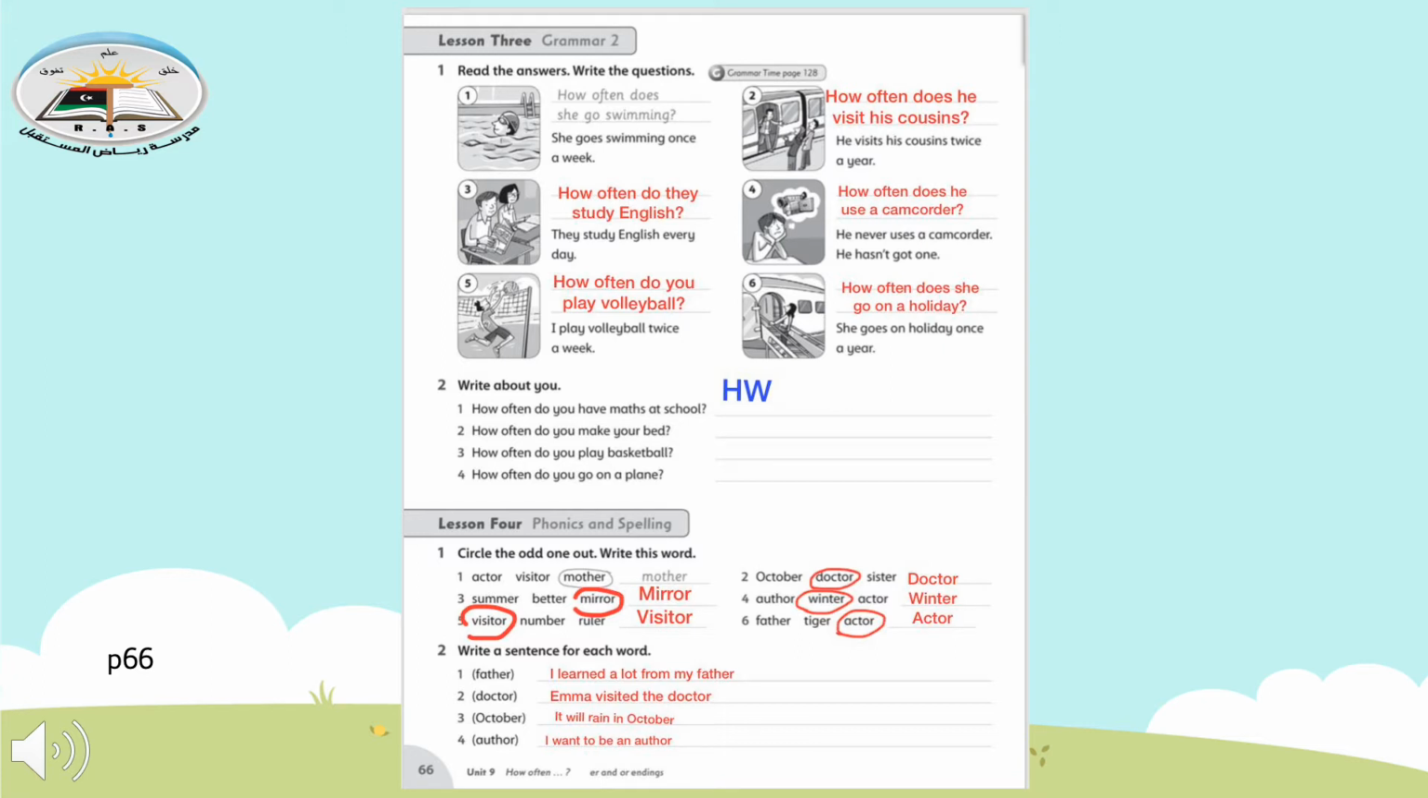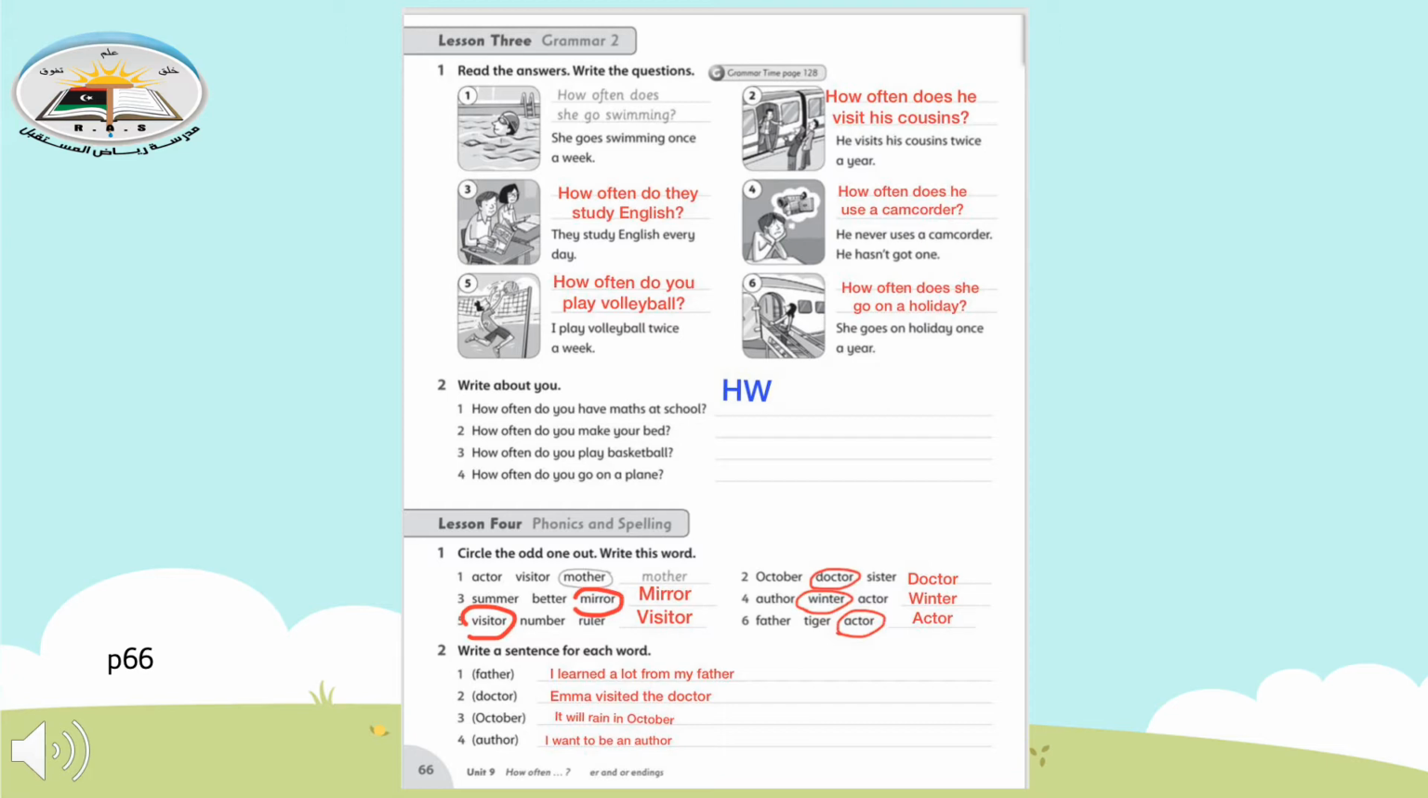I learned a lot from my father. Number 2, doctor. Emma visited the doctor. Number 3, October. It will rain in October. Number 4, author. I want to be an author. Okay, now that's it for page 66.